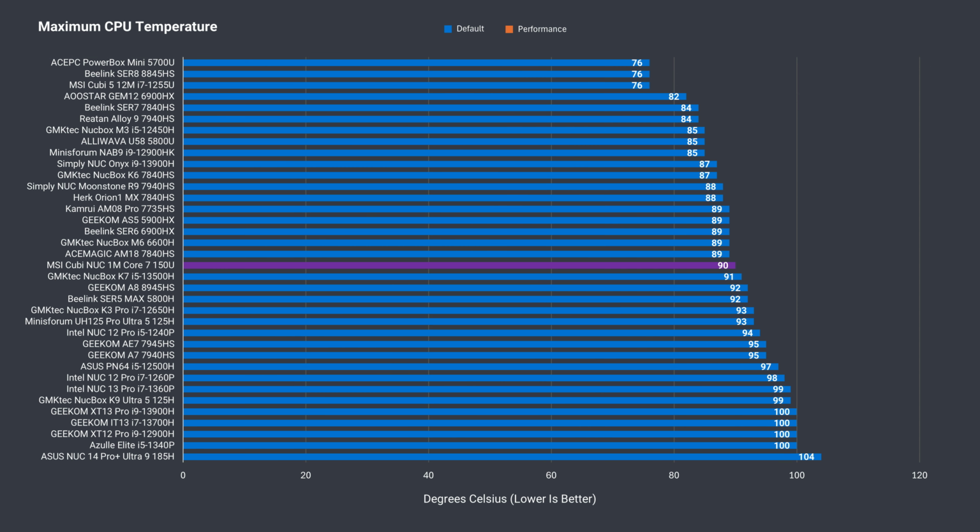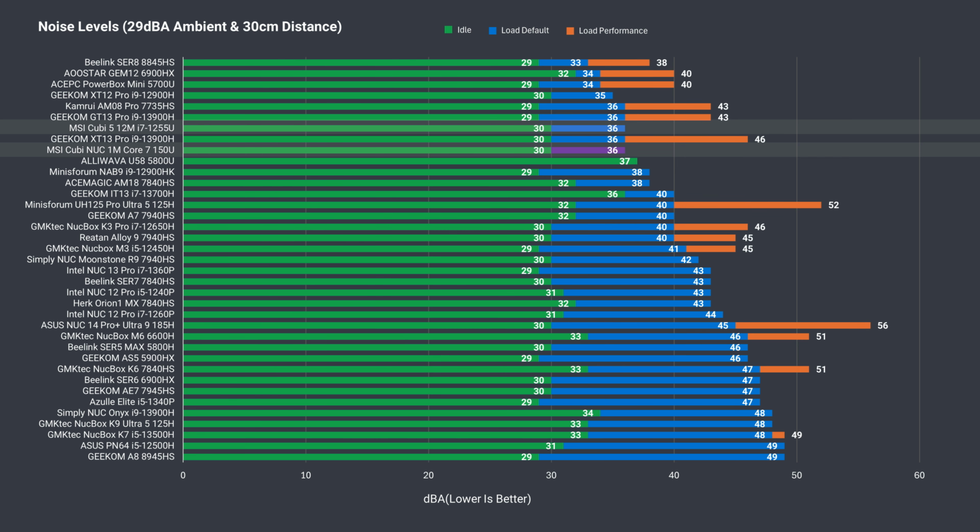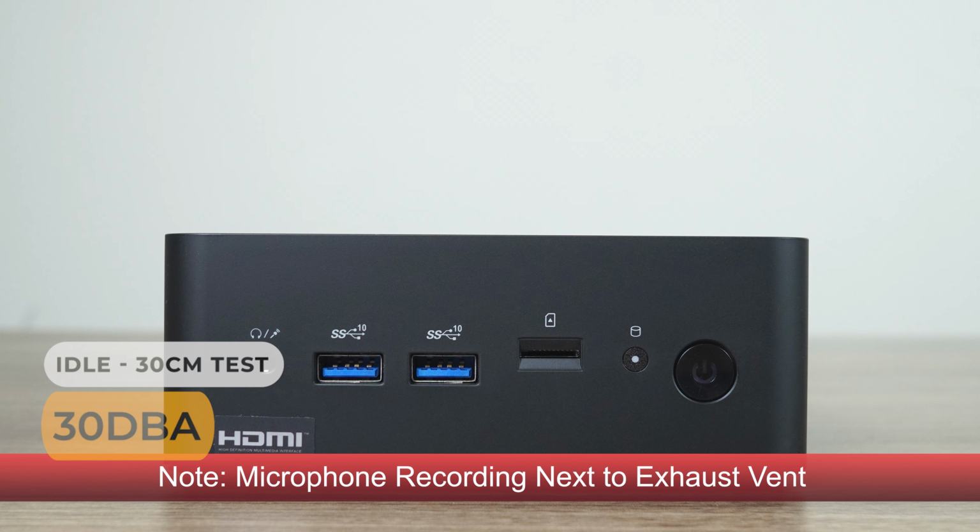The MSI Cubi NUC no longer runs as cool as it used to. Maximum CPU temperature has shot up over the previous generation as the watts have jumped up. Thermal throttling can kick in at this temp. Fan noise remains unchanged, and the Cubi NUC is still one of the quieter mini PCs around, as you'd hope with a lower power draw.